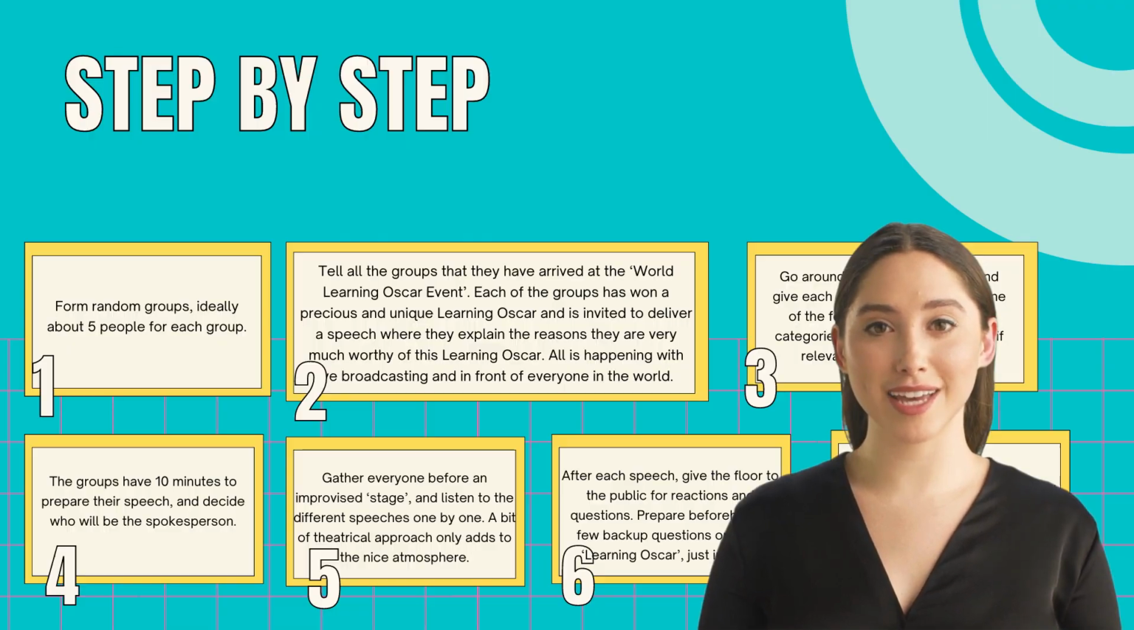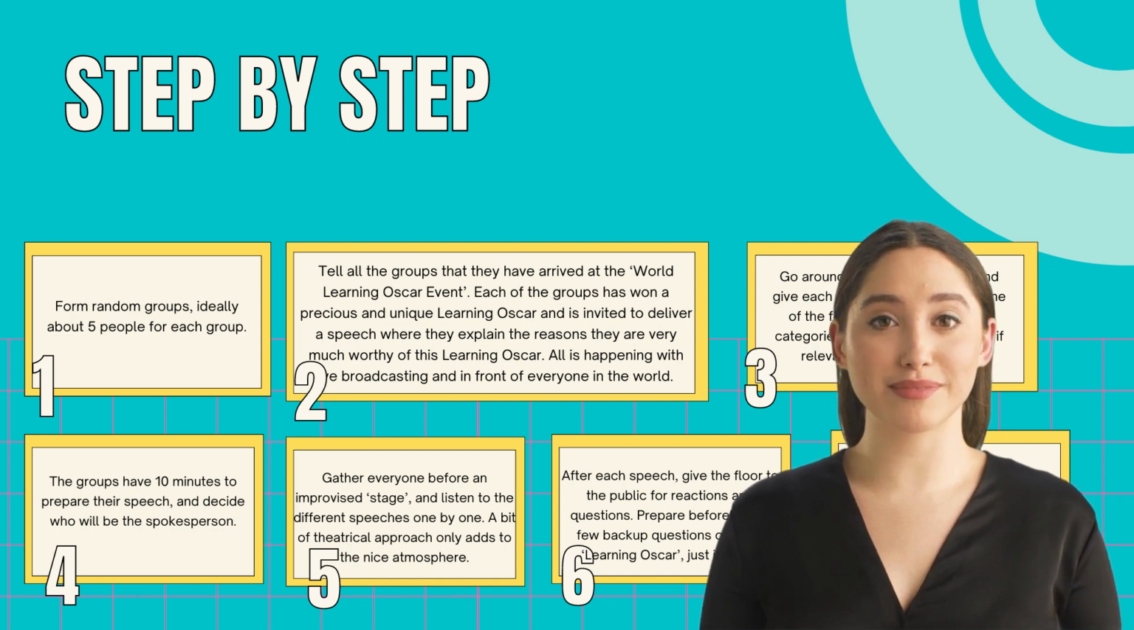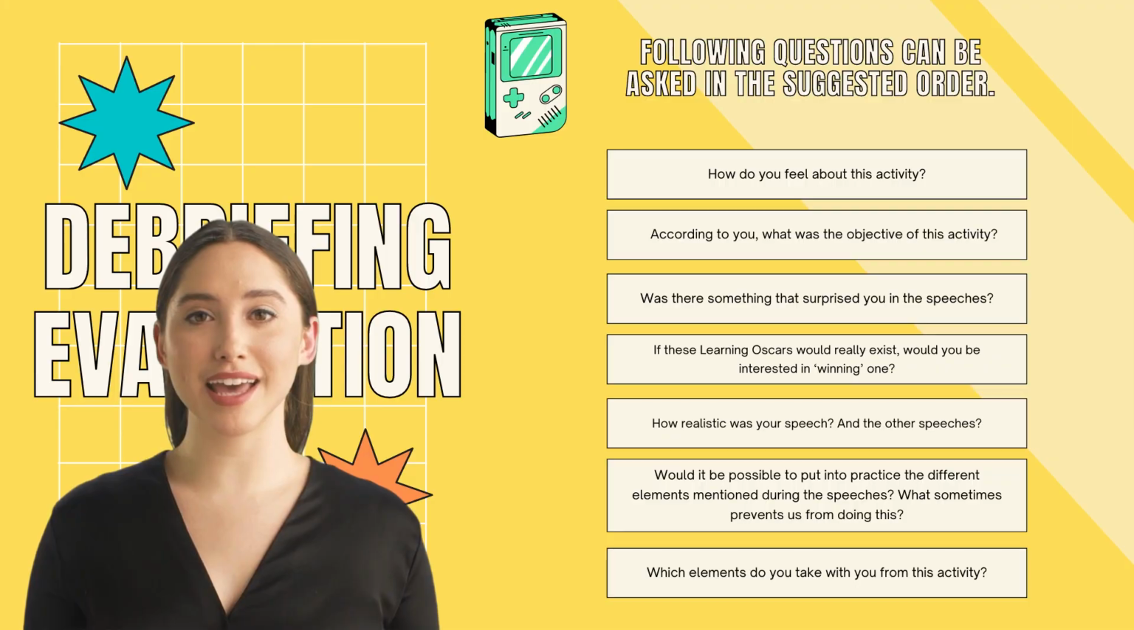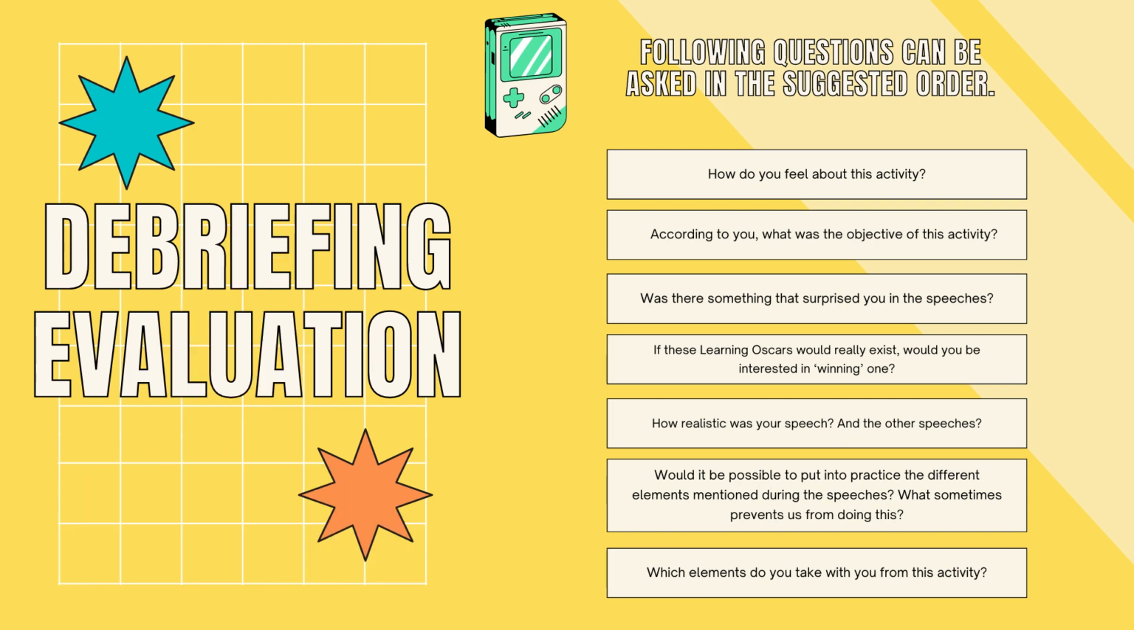The groups have 10 minutes to prepare their speech and decide who will be the spokesperson. Gather everyone before an improvised stage and listen to the different speeches one by one. A bit of theatrical approach only adds to the nice atmosphere. After each speech, give the floor to the public for reactions and questions. Prepare beforehand a few backup questions on each Learning Oscar, just in case. At the end, thank everyone and start the debriefing of the activity.